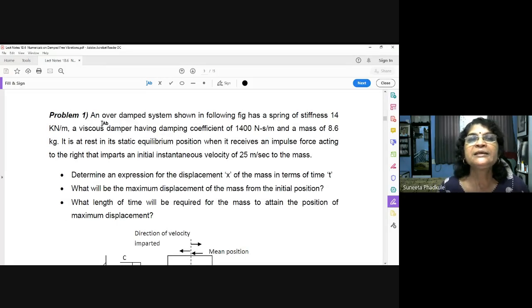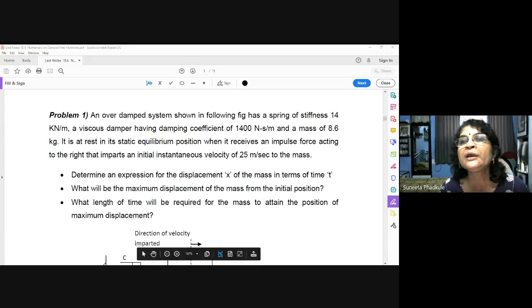We'll read the problem. An over damped system, that means the value of zeta is greater than 1, shown in the following figure has a spring stiffness of 14 kilonewton per meter. That means K is equal to 14 into 10 raised to 3 Newton per meter. A viscous damper having damping coefficient of 1400 Newton second per meter, so C is equal to 1400 Newton second per meter, and a mass of 8.6 kg, that is M is equal to 8.6 kg.